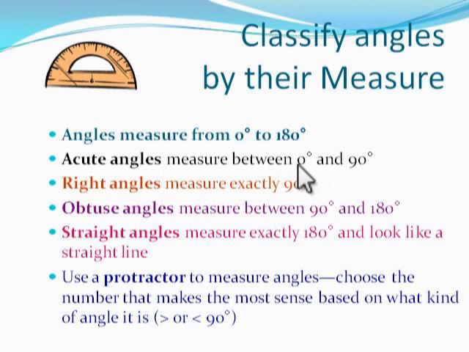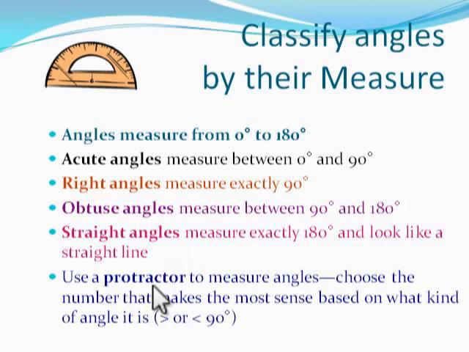Acute angles are between 0 and 90. So if you measure the angle and it's 80 something, 50 something, 20 something, then it's an acute angle. Right angles have only one type of measurement, and that's exactly 90 degrees. Obtuse angles are anywhere between 90 and 180. So if it's 91, or if it's 100, or it's 179, then it's an obtuse angle. If it's exactly 180 degrees, then it's a straight angle, and it looks like a straight line.